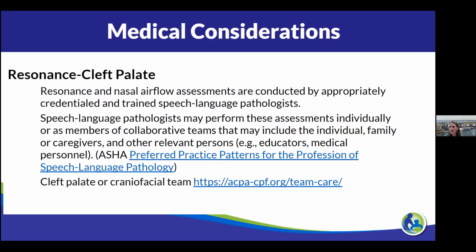So resonance and cleft palate, this is from ASHA's preferred practice patterns. Resonance and nasal airflow assessments are conducted by speech language pathologists, and the SLPs may perform these assessments individually or as members of a collaborative team. This is just for reference.